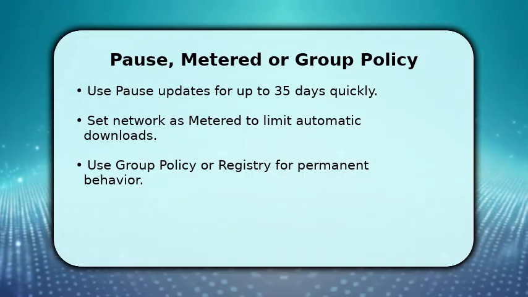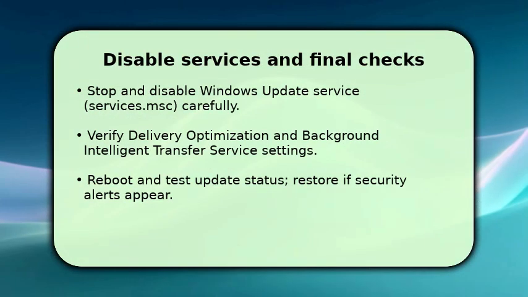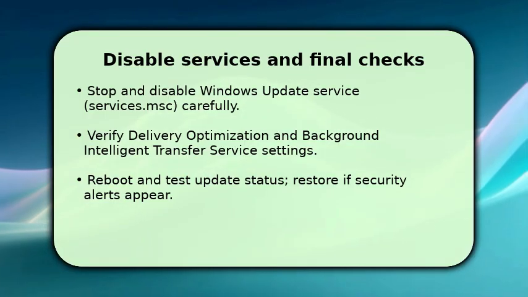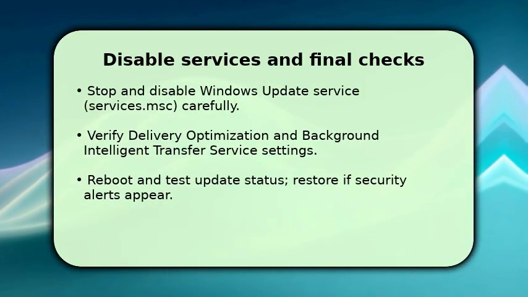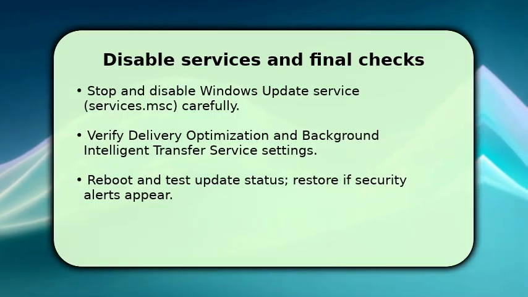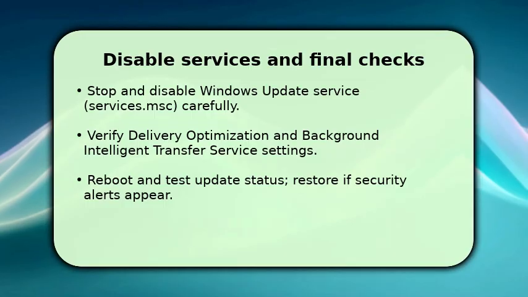To fully stop automatic updates, you can stop the Windows Update service. Open Services.msc, find Windows Update, stop it, and set Startup Type to Disabled. Once done, also check Delivery Optimization and BITS and disable or set limits if needed.